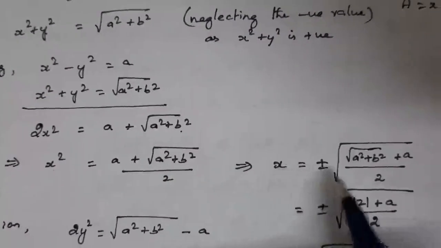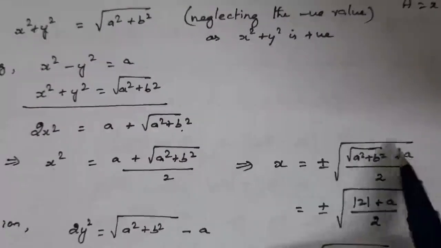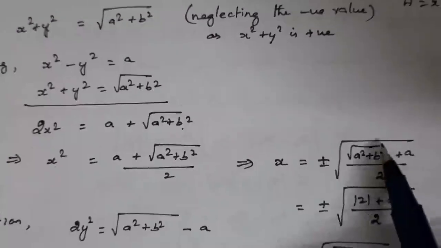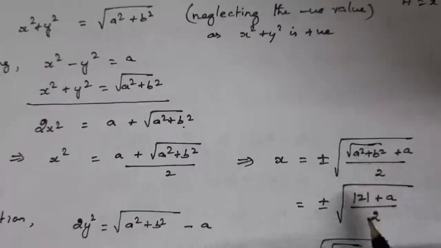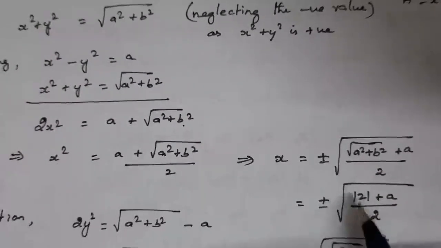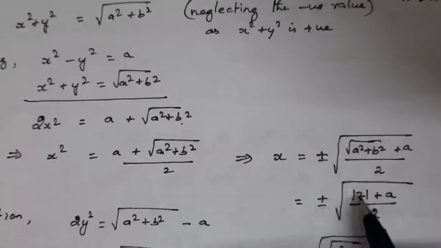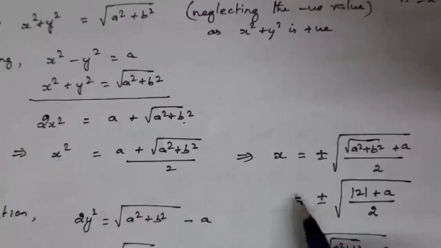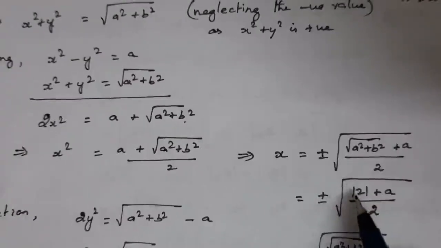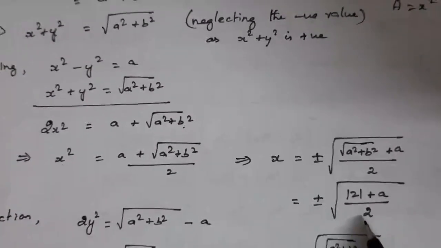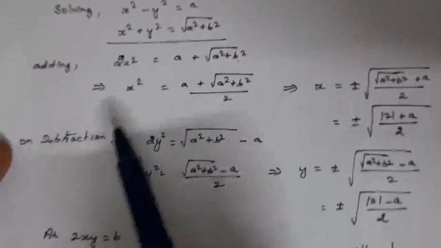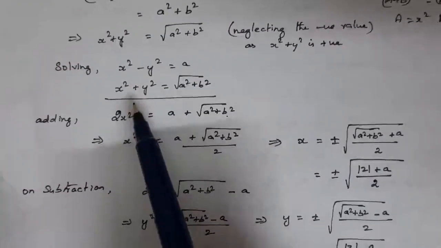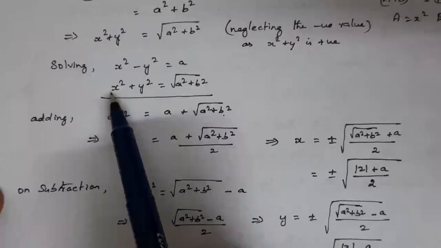or x is equal to plus or minus square root of root of a squared plus b squared plus a, divided by 2. Now we can replace this root of a squared plus b squared by modulus of z. As modulus of z is equal to root of a squared plus b squared, this can be replaced by mod z. So x is equal to plus or minus root of modulus of z plus a divided by 2. Similarly, to get the value of y squared, take the two equations. Let us subtract. On subtracting, x squared minus x squared get cancelled.